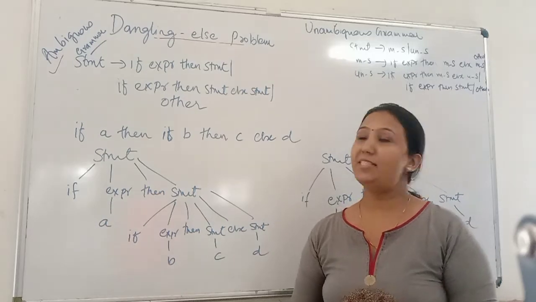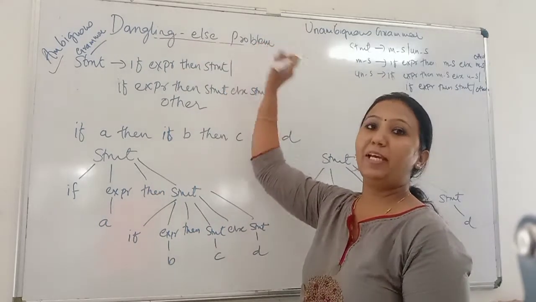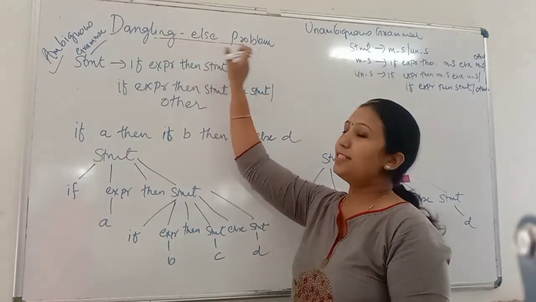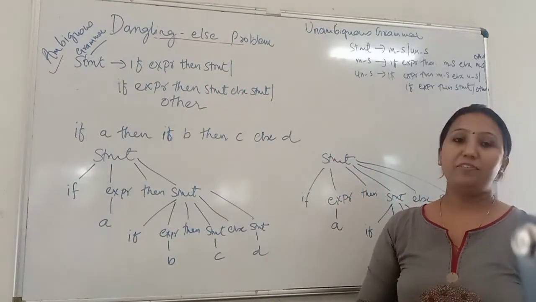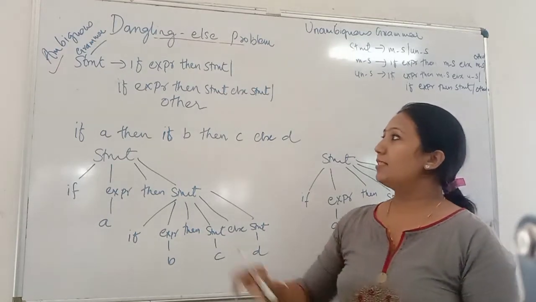In this video we will see the dangling else problem and its solution. The dangling else problem actually occurs due to the ambiguous grammar of dangling else. So let's consider this grammar.